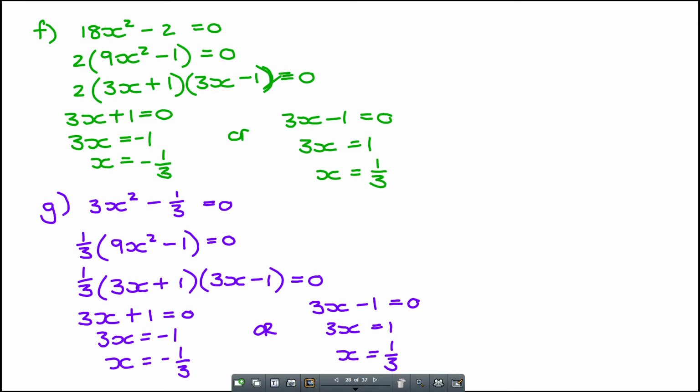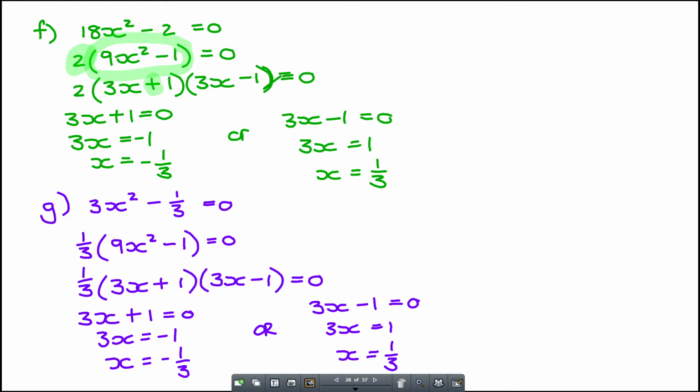Can I quickly explain? So the first one, 18x squared minus 2 is equal to 0. What I did is I took out a common factor of 2. Then I got 9x squared minus 1. Now, this bracket, the 9x squared minus 1, is a difference of two squares. So you'll see that I have 2 brackets that look exactly the same. The one just has a plus and the other one has a minus.